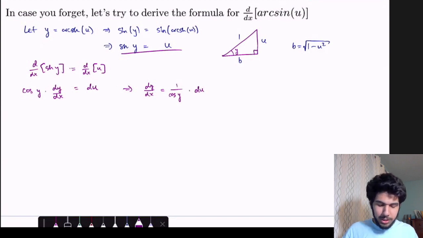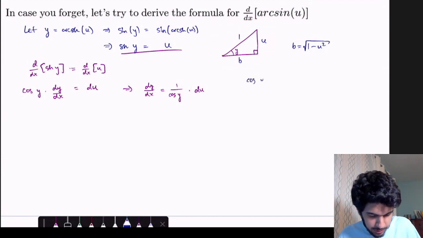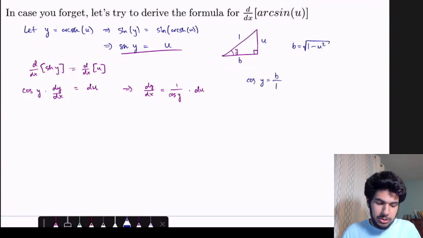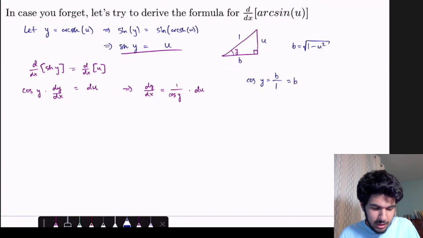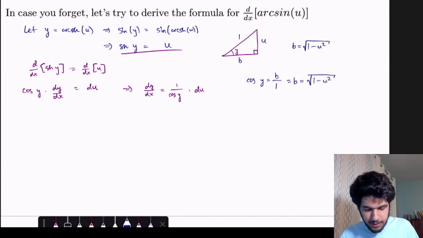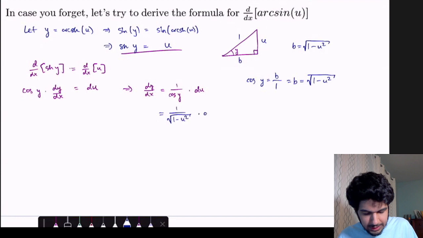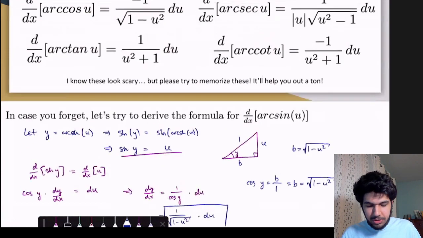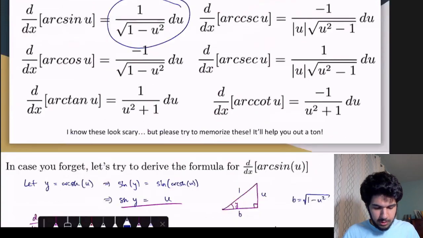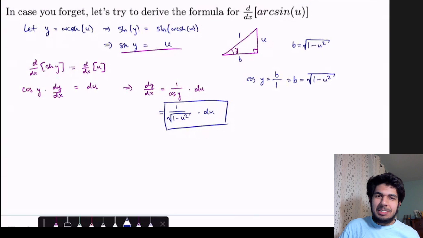Well, what's cosine of y? Let's take a look at this triangle here. Cosine of y is equal to adjacent, which is b, over the hypotenuse, which is 1, which is equal to b, the square root of 1 minus u squared. So if we plug that in, now we get 1 over square root 1 minus u squared times du. And that is exactly what we got up here. So hopefully this convinces you to memorize the formula, because to solve this, there's so much creativity involved in taking the sine of both sides and then utilizing a right triangle drawing. So please memorize the formulas.